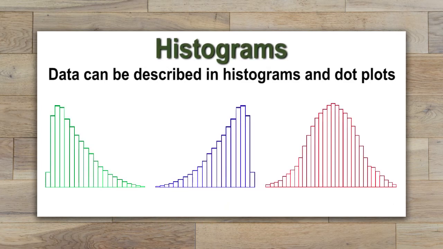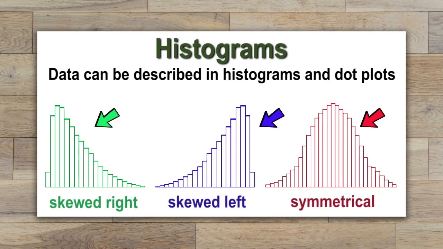Data can be described in histograms just as it can in dot plots. We can look at the overall shape of the data and identify the graph as either symmetrical, skewed left, or skewed right. The first example is skewed right because the data is clustered on the left side and pulled right by the outlying data. The second example is skewed left because the data is clustered on the right side and pulled left by the outlying data.